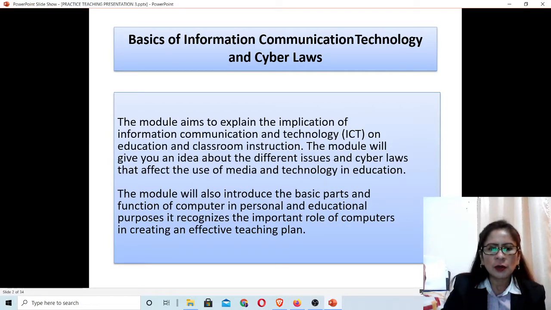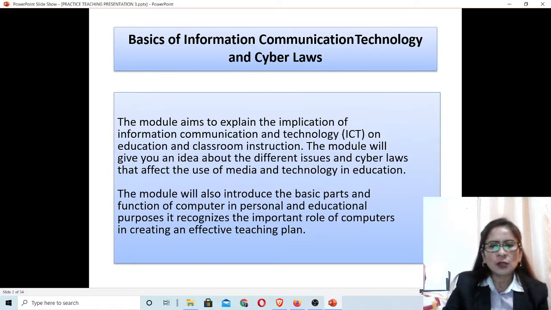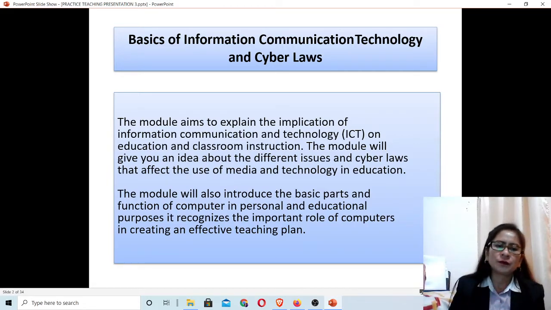The module will give an idea about the different issues and cyber laws that affect the use of media and technology in education. The module will also introduce the basic parts and functions of computer in personal and educational purposes. It recognizes the important role of computers in creating an effective teaching plan.